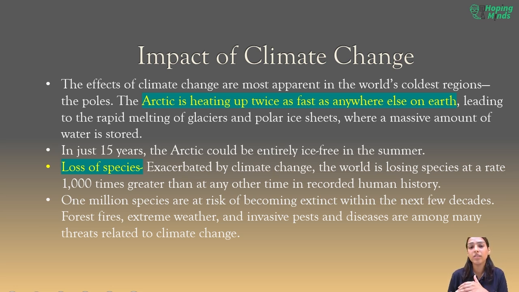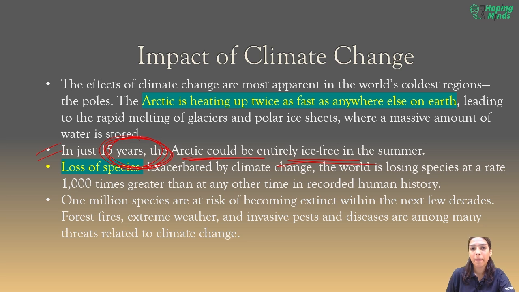In just 15 years, the Arctic could be entirely ice-free in summer. It's just 15 more years that the Arctic is going to be entirely ice-free. This is a very important case study that in just 15 years, a polar region, something at the pole which is supposed to be a permafrost area, always a frozen area, might be entirely ice-free in the summer.